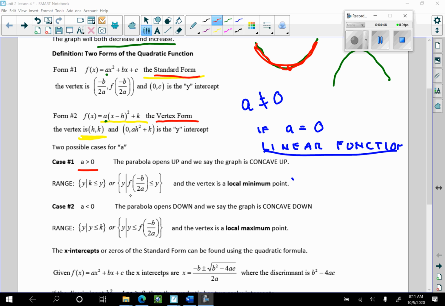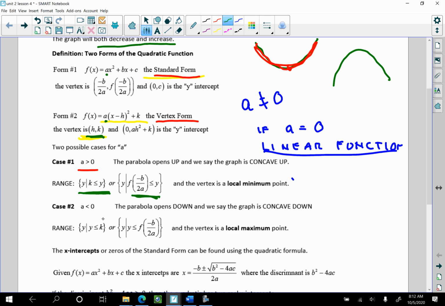The range then, and this is what we have to determine on a quadratic, is the range. If it opens up, the range is going to be y greater than or equal to this k thing here. This is the vertex. The vertex is (h, k). That's going to be the turning point, the minimum point if the graph opens up. So y is going to be greater than or equal to f of negative b over 2a if we're talking about the standard form. Standard form range, vertex form range. And the vertex is a local minimum point. We're going to talk about local minimum points and local maximum points a lot in calculus.